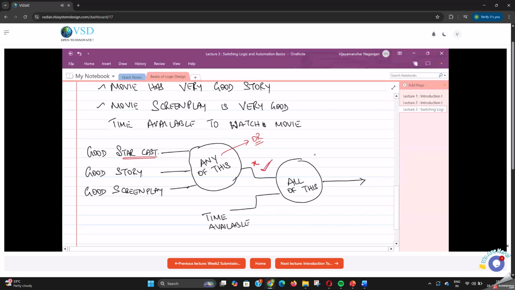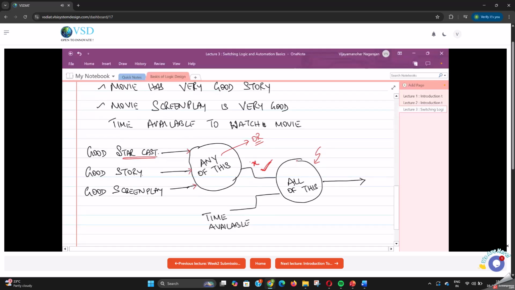Now with respect to this block, he is saying all of this needs to be met. Who are his inputs? Star cast is an input. Good story is an input. Good screenplay is an input. If any of these conditions is met, he is happy. So condition X is met. If all three conditions are met, it is well and good, but at least one of them should be met.